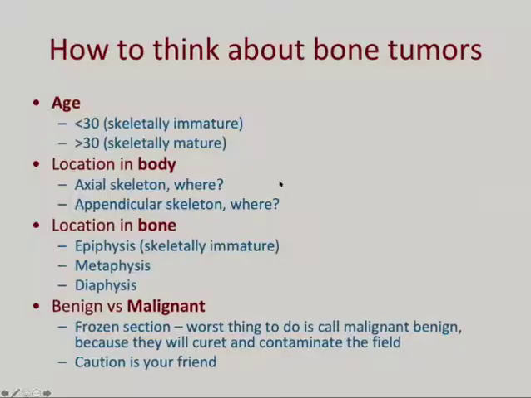So we're going to start with bone. I like to think about bone as: how old is the person, where is it in the body, where is it in the particular bone, and then do you think it's benign or malignant? And for clinical practitioners, you of course don't ever want to underdiagnose something and call it benign when it's really malignant.